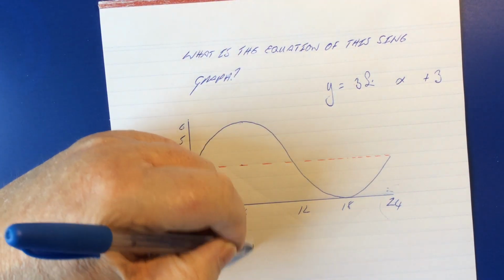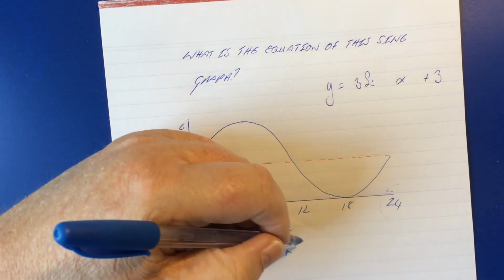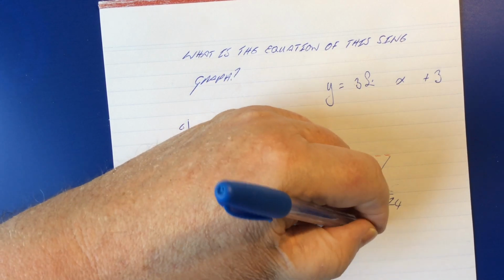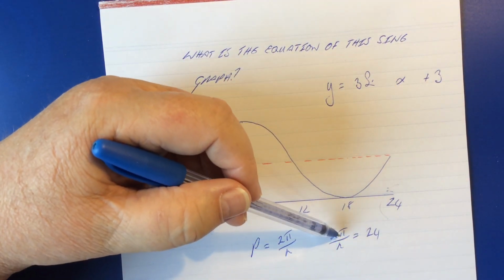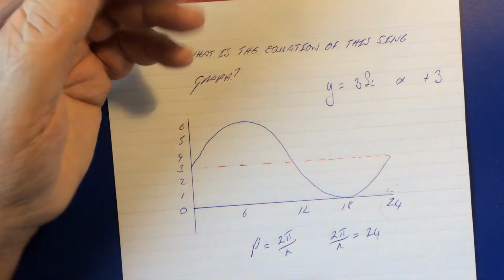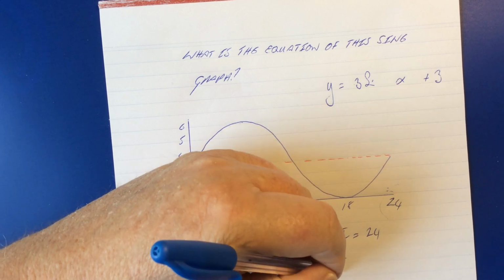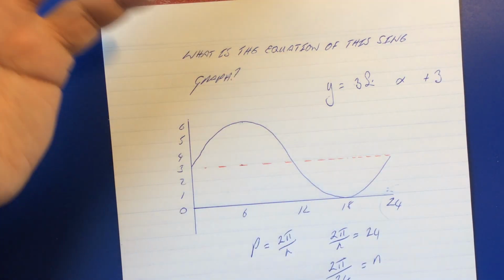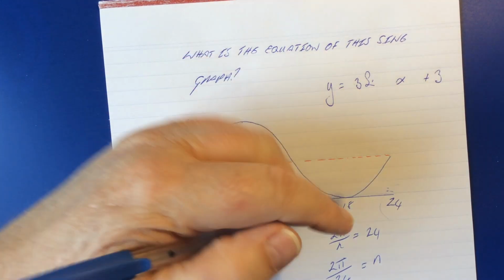Well, the period of a sine graph is 2 pi on n. And in this case, 2 pi on n equals 24. And we need to find out what n is. So, how do we go about that? Well, 2 pi on 24 should equal n. Right. Well, not much could be simpler.